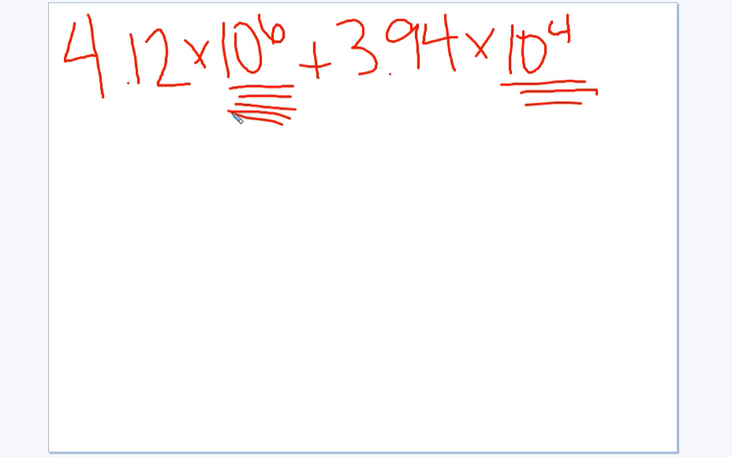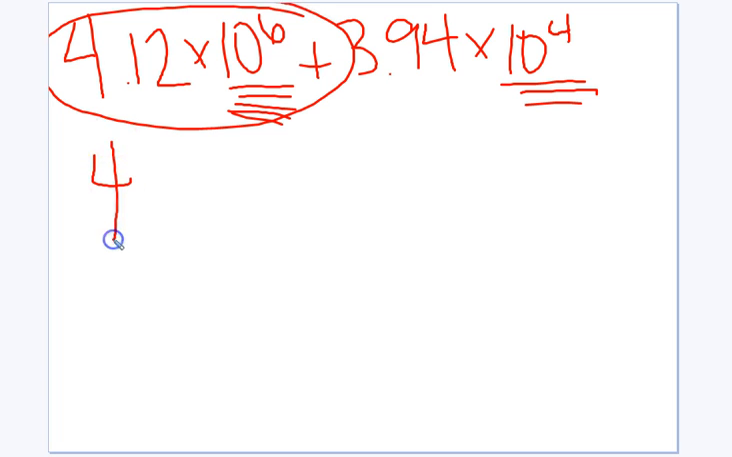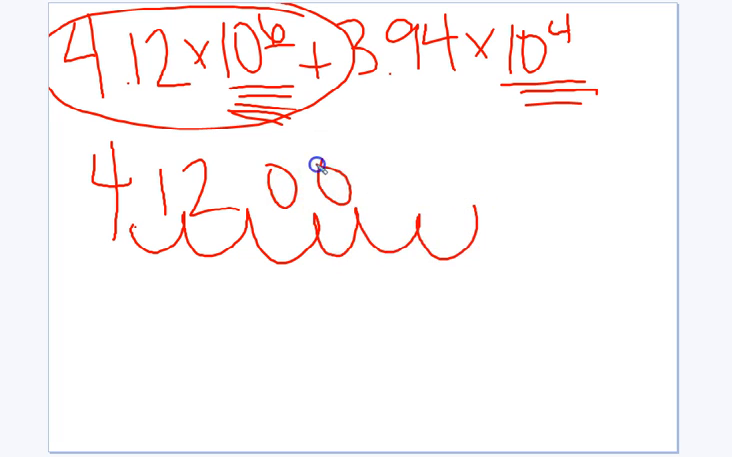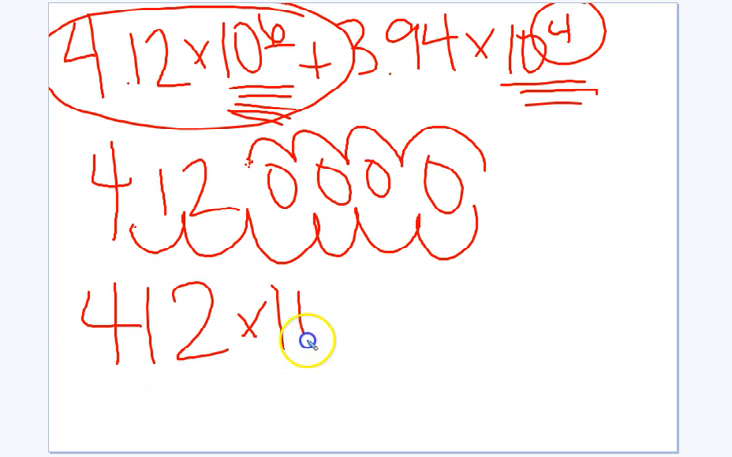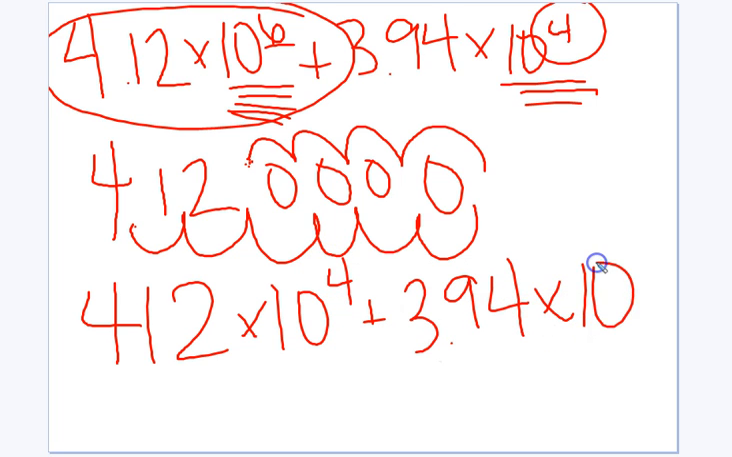So let's just talk a little bit about what this means. This number actually needs to have its decimal moved over 6 places, right? 1, 2, 3, 4, 5, 6. So that's the real number. And if we wanted to make it 10 to the 4th, we only want our decimal to move 4 times. 1, 2, 3, 4. So our decimal should be here if we want it 10 to the 4th. So we would need 412 times 10 to the 4th plus 3.94 times 10 to the 4th.